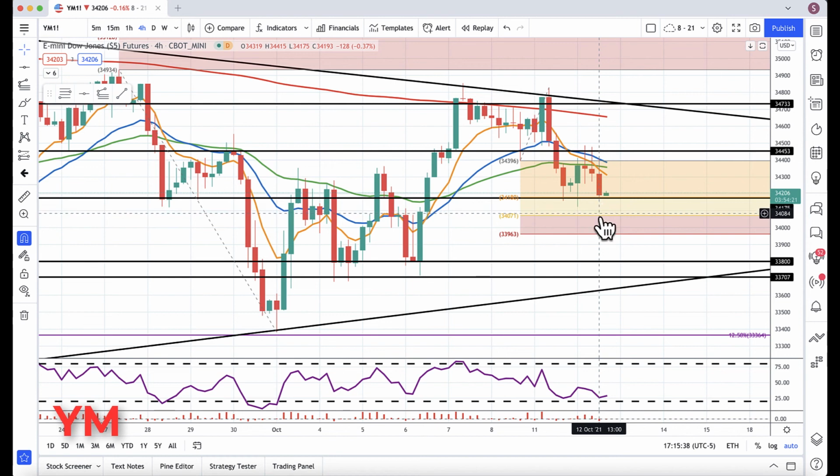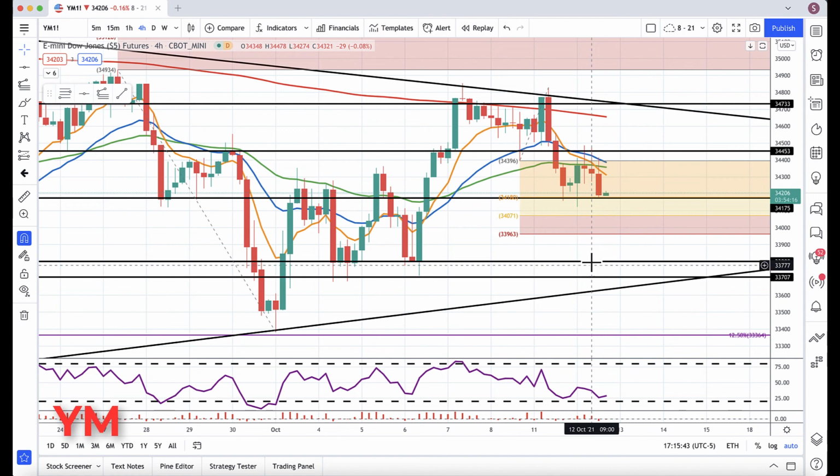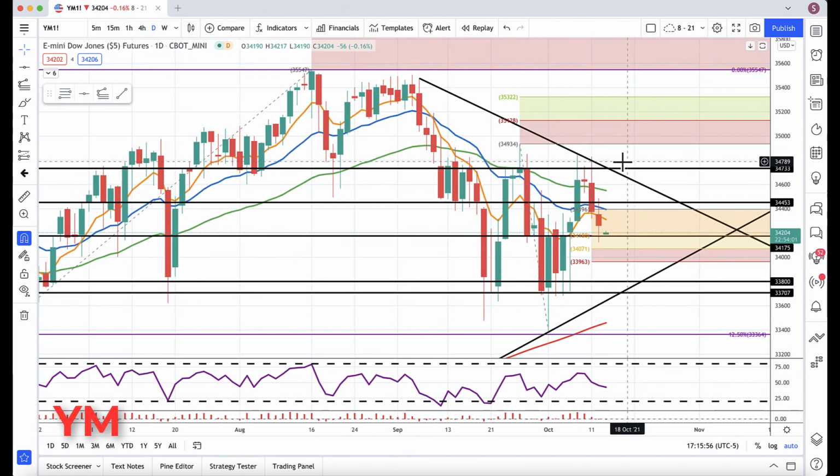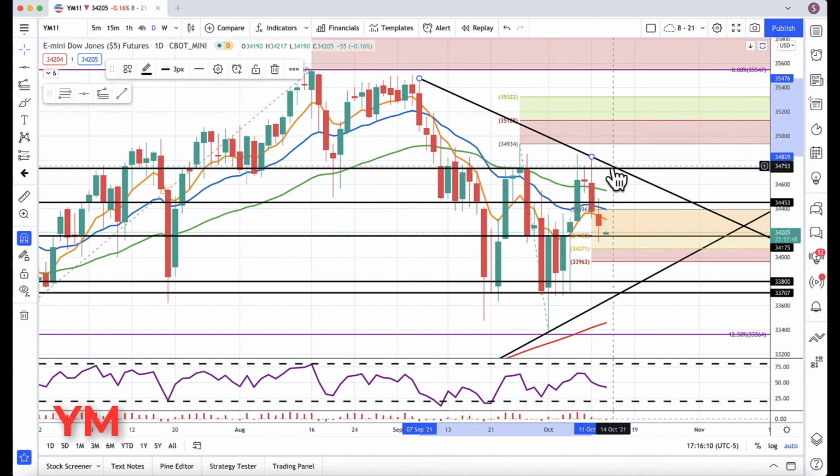34,175. If we drop below there, 34,071, 33,963. Then major coming in about 33,800. On a rally, my key levels are still 34,453. Then above that, I am watching for major resistance coming in about 34,733, which is this area of the declining trend line. We actually have a redraw here with the declining trend line and significant level. So that's my major key resistance on a strong rally.